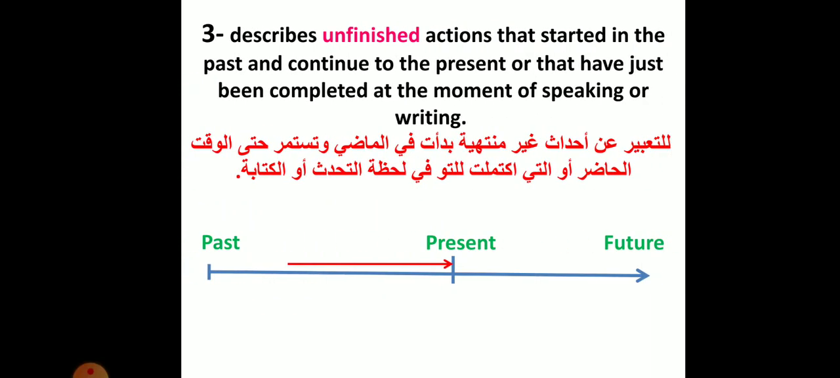The third use is to describe unfinished actions that started in the past and continue to the present, or that have just been completed at the moment of speaking or writing. Okay, it is a continuing action from the past till now. Look here at the timeline, from the past till now.